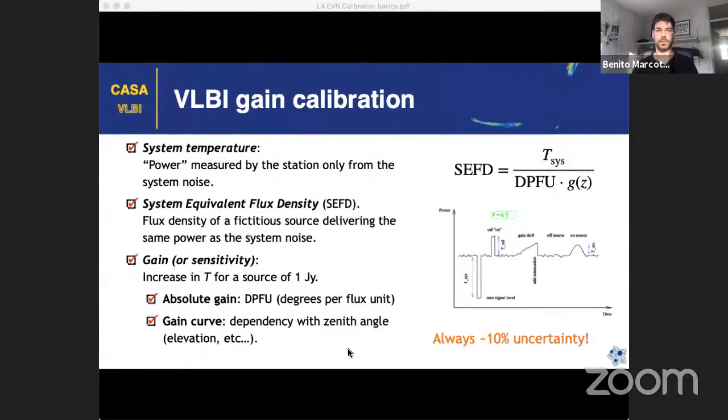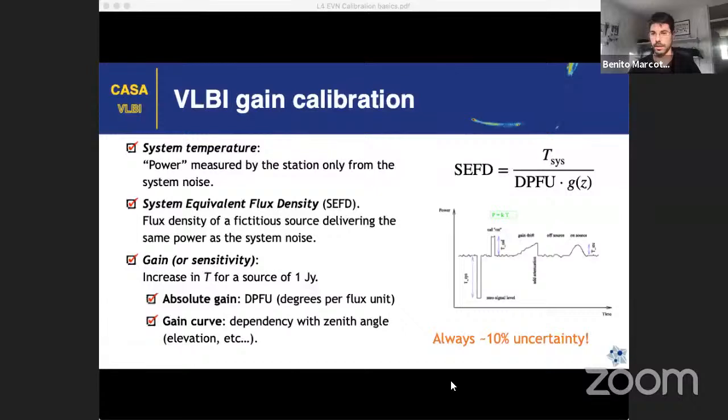And then you also have the gain curve, because of course the sensitivity of your antenna will depend mainly on the elevation you're observing at. Lower elevations will have less sensitivity. So typically you disentangle those two values: you get an absolute gain for the antenna, and then a gain curve that you apply depending on the elevation of the source at each time. One important thing here is that this is just an estimation of your conversion between temperatures and power and flux, sorry, which limits the precision in the final measured fluxes from your sources.